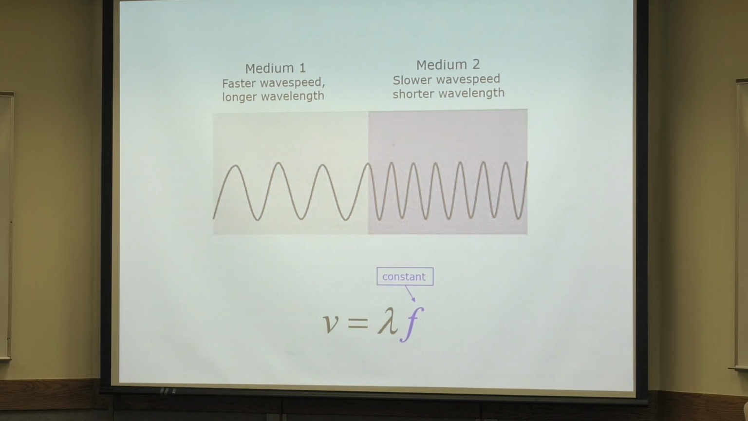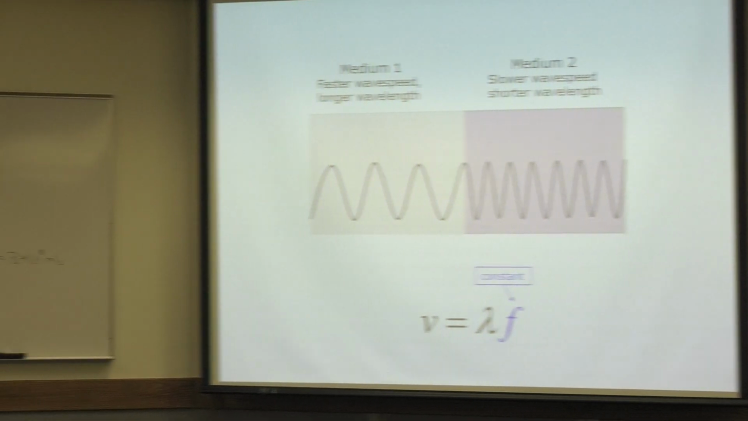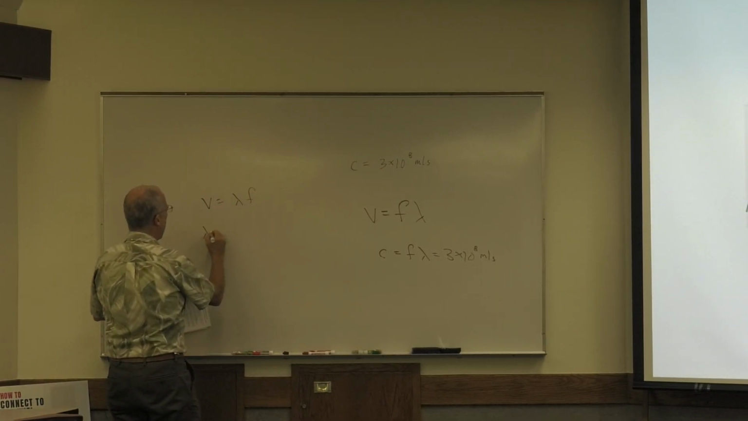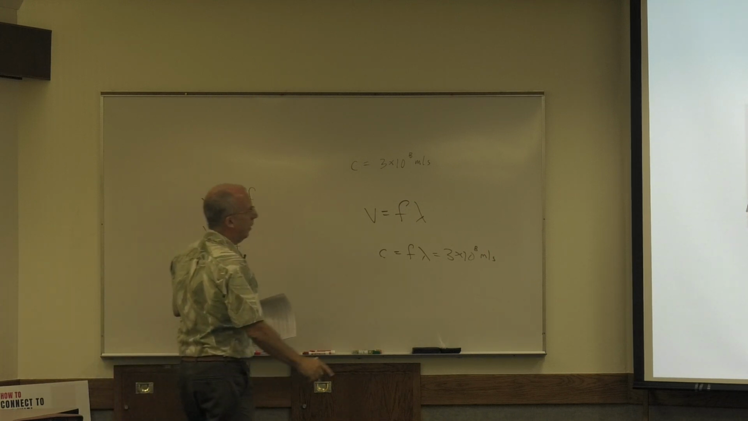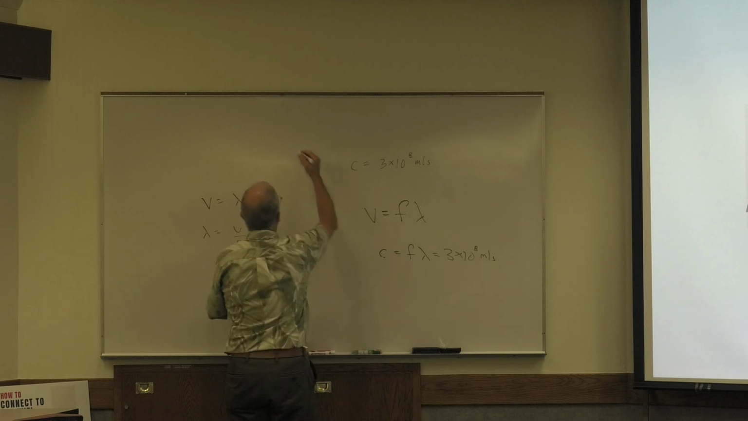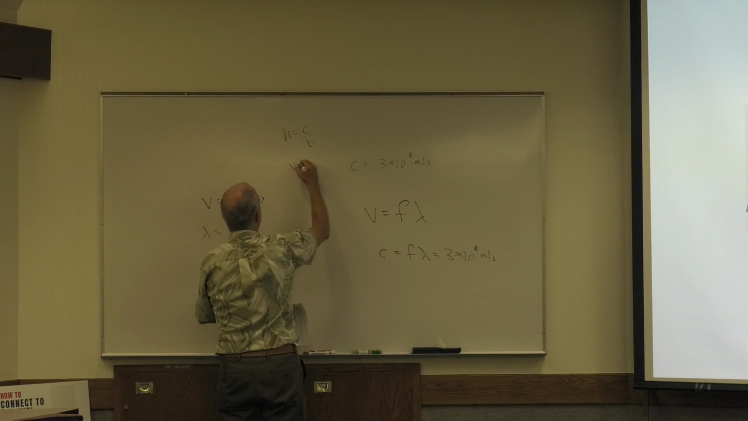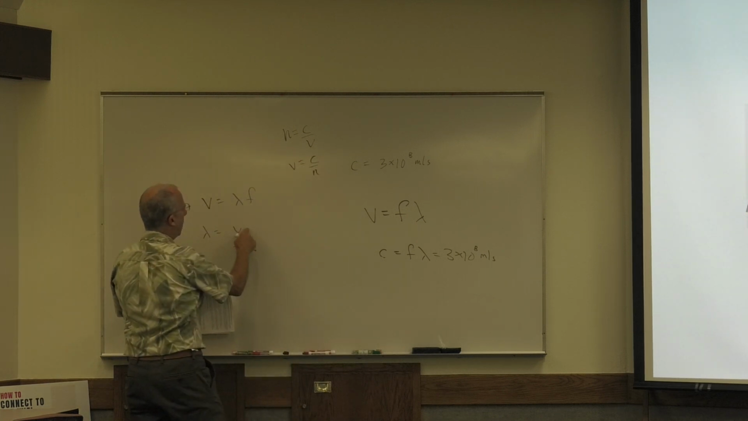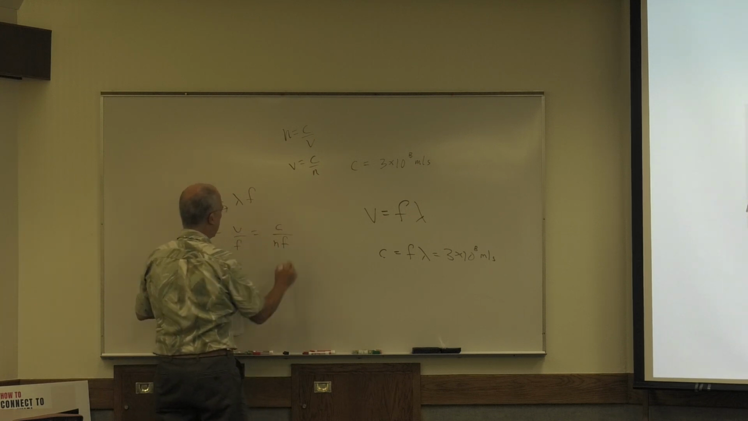All right, let's look at that for a minute. We have velocity equals lambda f, so lambda equals velocity over f. But again, we have n equals c over v. We can solve for v, so v equals c over n. So let's substitute for v. We have c over n f.